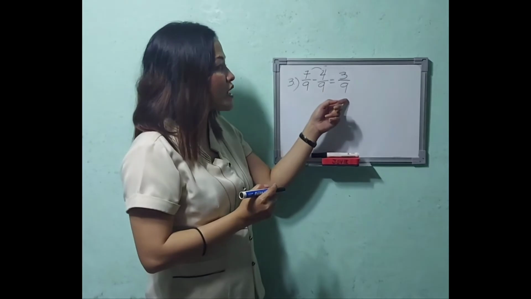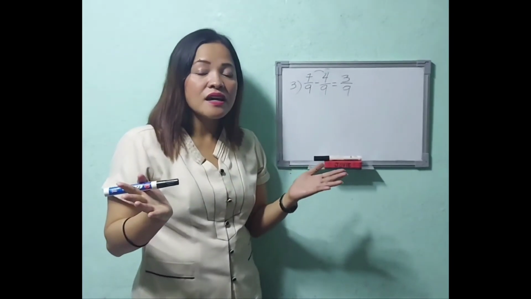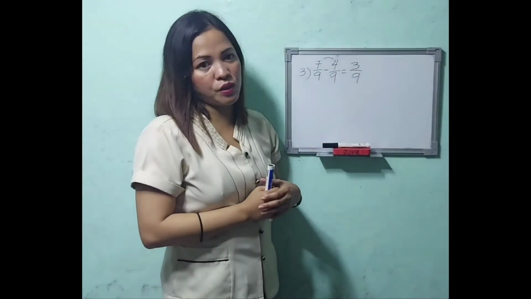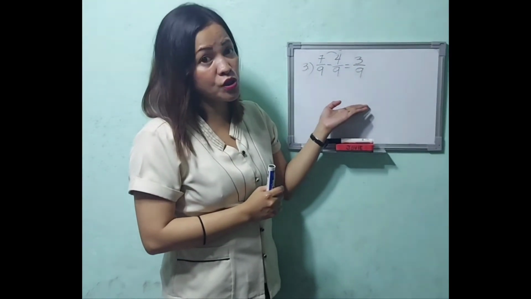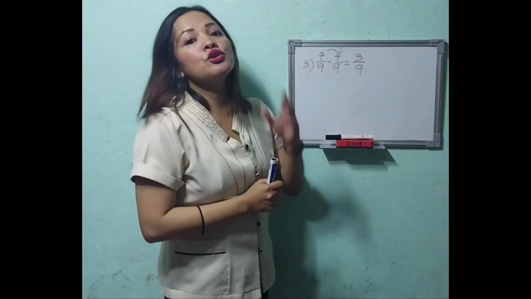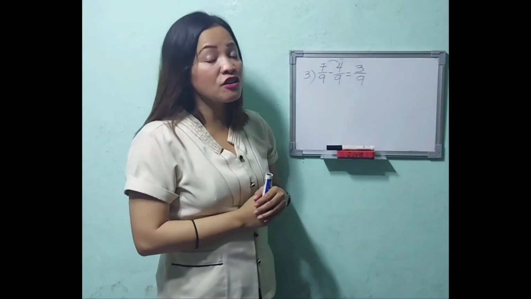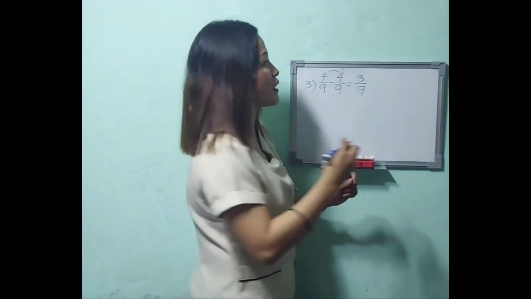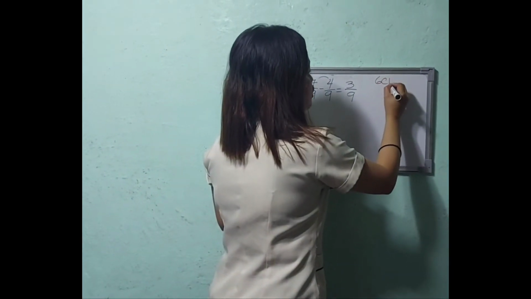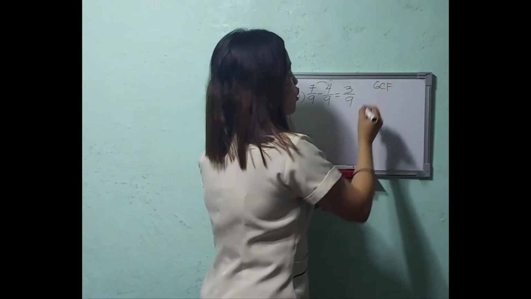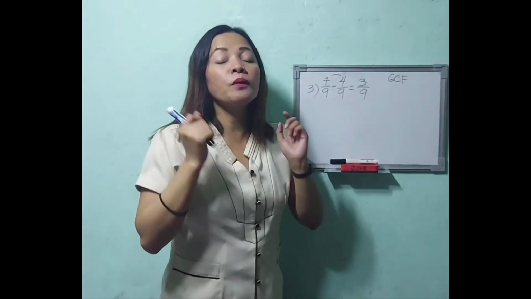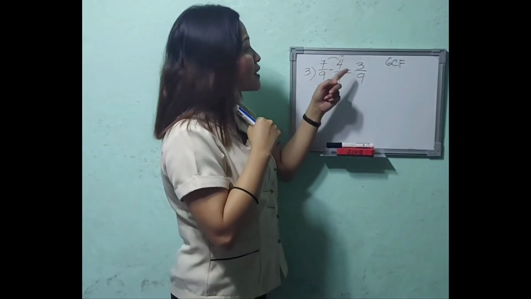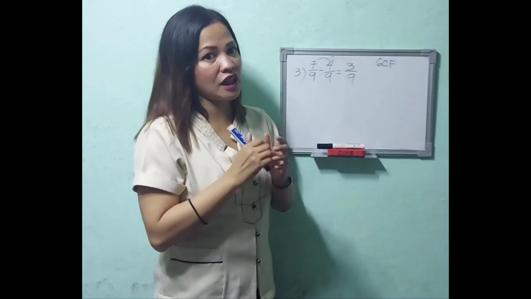But 3/9 is not yet in lowest term or simplified. So, pwede pa natin tong i-lowest term. Paano pa natin to i-lowest term? Hahanapin natin yung number na pwede natin i-divide kay 3 at kay 9. Yung hahanapin natin ay ang tinatawag natin greatest common factor or GCF. Yung pinakamalaking number na common kay 3 at kay 9, pwede natin i-divide sa kanilang dalawa.